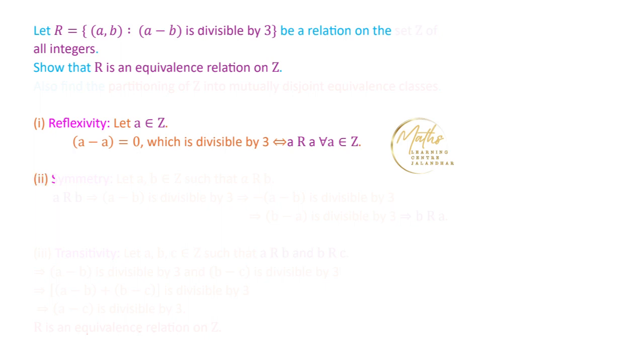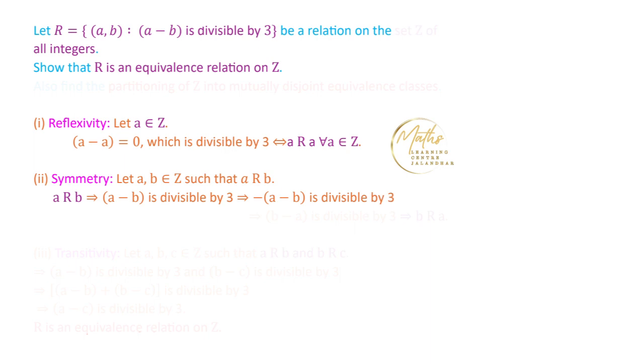Next, to prove symmetry, if a and b are two integers such that a and b are related, that means a minus b is divisible by 3. We know that if a minus b is divisible by 3, then minus of a minus b is also divisible by 3. It means b minus a is divisible by 3. So if b minus a is divisible by 3, then by the definition of this relation, since a and b are related if a minus b is divisible by 3, we obtain that b is related to a.